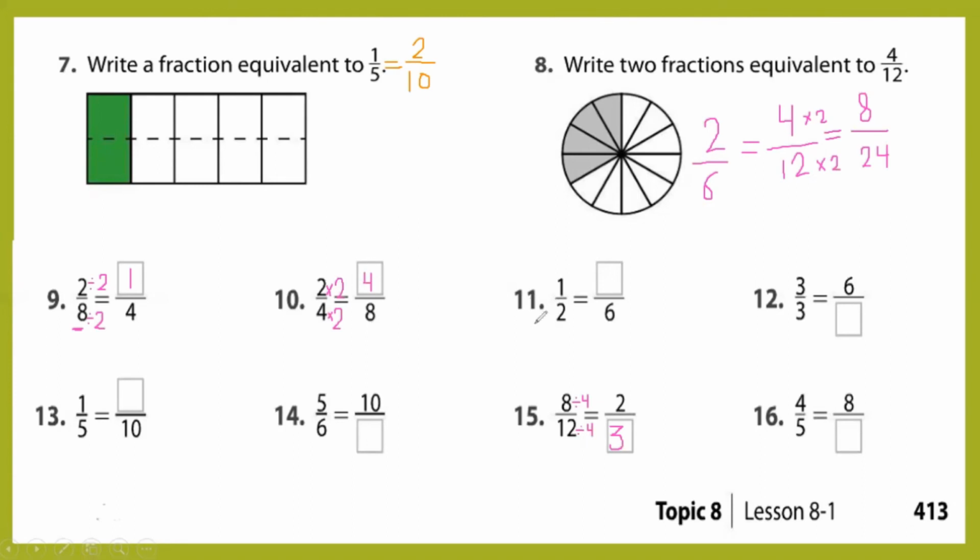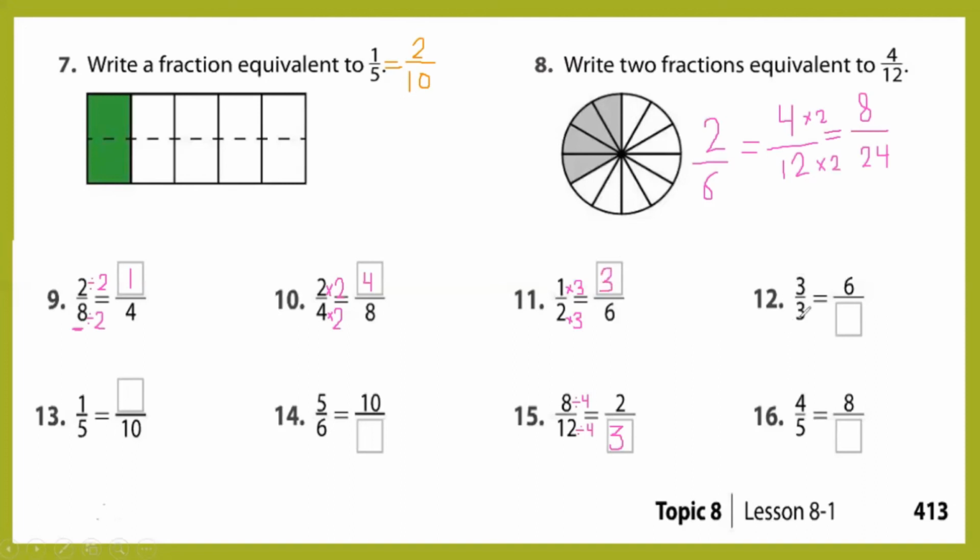What about number 11? 1 out of 2 equals what out of 6? I will make 2 go to 6. I will change 2 to make it 6. Small number to big number. Just multiply. Multiply by what, teacher? Multiply by 3. 2 times 3 equals 6. Since we multiply the denominator by 3, I will multiply the numerator by 3. 1 times 3 equals 3.